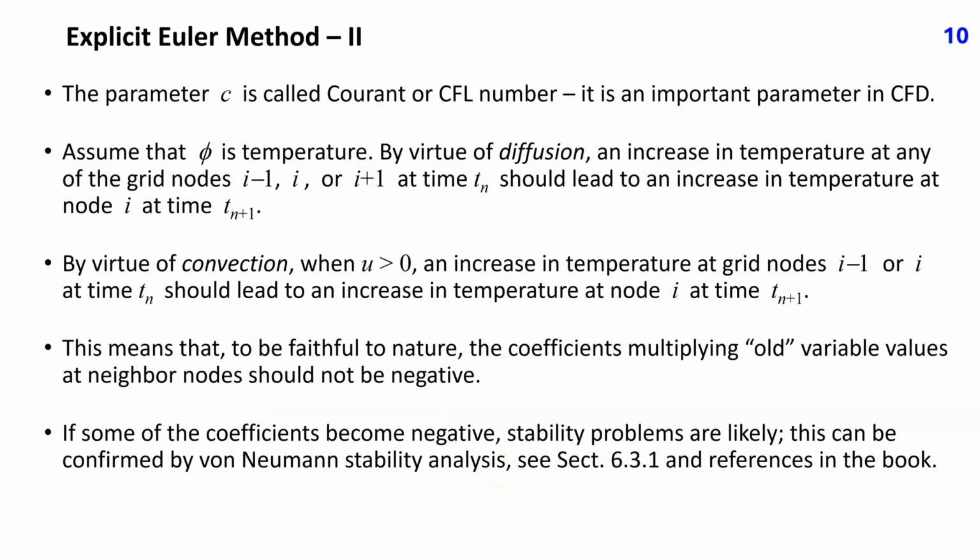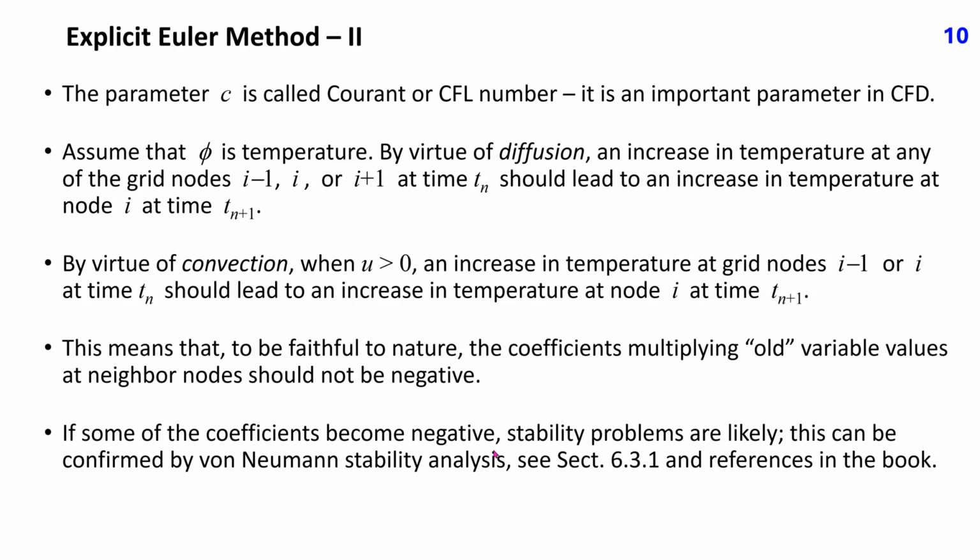The parameter C is called the Courant or CFL number. It is an important parameter in CFD. Assume that phi is temperature. By virtue of diffusion, an increase in temperature at any of the grid nodes i-1, i or i+1 at time t^n should lead to an increase in temperature at node i at time t^n plus delta t.